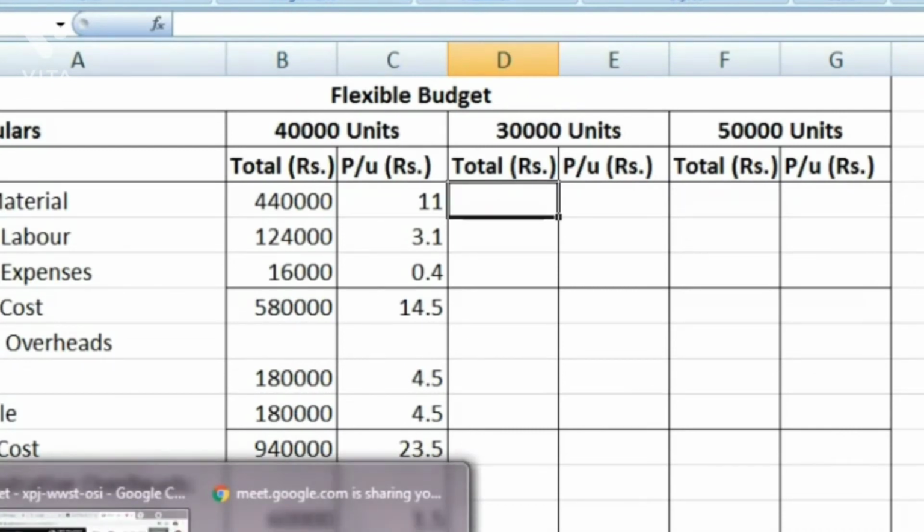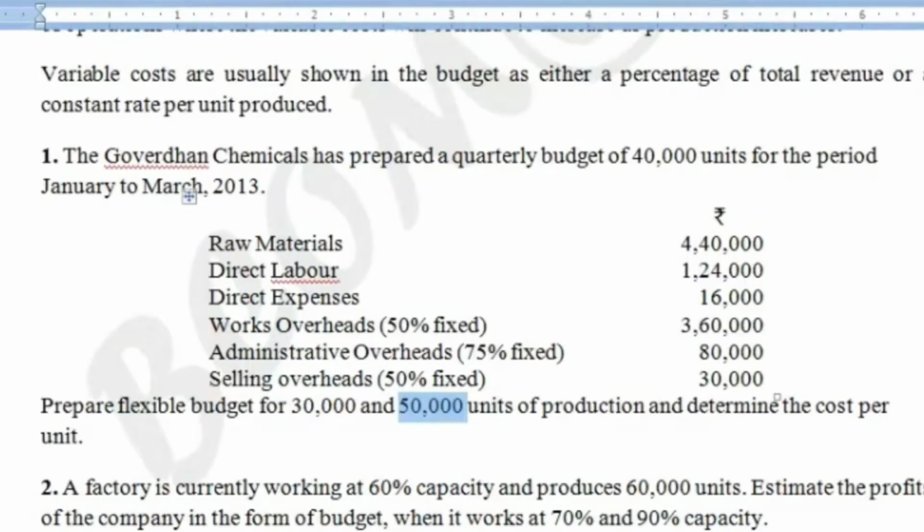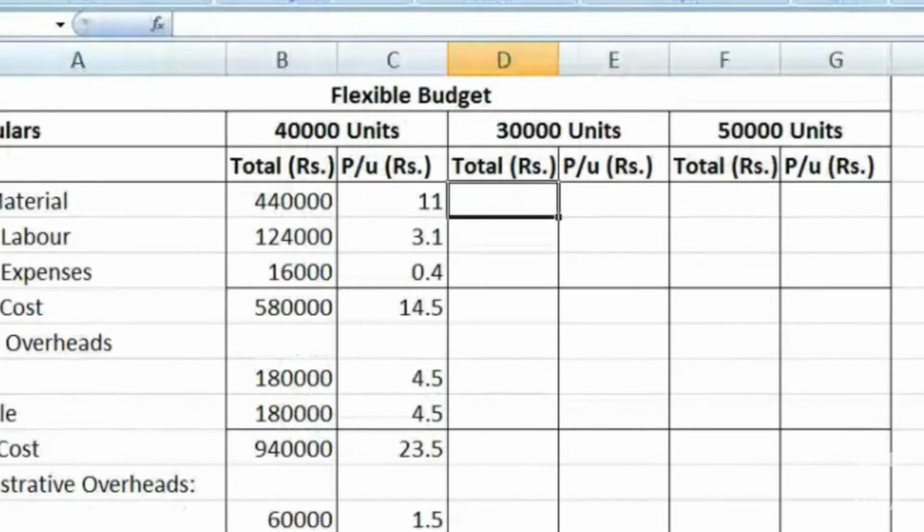Now there is no additional information given that there is something changed or anything, right? So the basic rule, the basic fundamental, you are required to use here, right? So how do we change this figure?